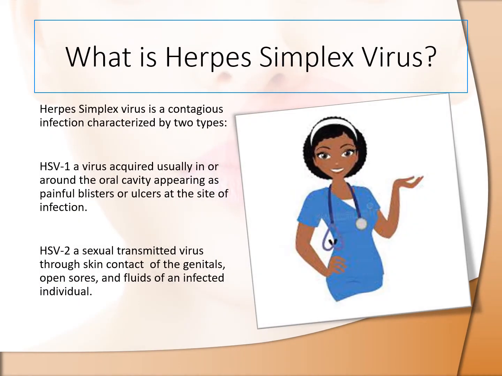So what is herpes simplex virus? Herpes simplex virus is a contagious infection characterized by two types. The first type is HSV1, a virus acquired usually in or around the oral cavity, appearing as painful blisters or ulcers at the site of infection. And then you have HSV2, a sexually transmitted virus through skin contact of the genitals, open sores, and fluids of an infected individual.